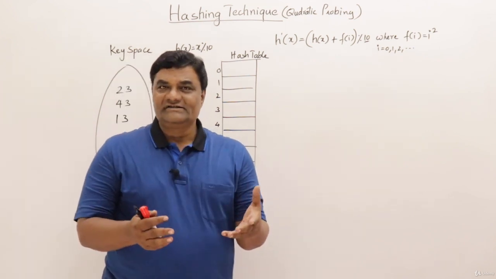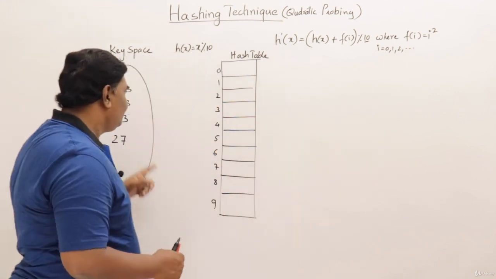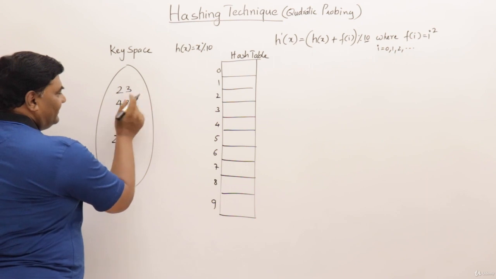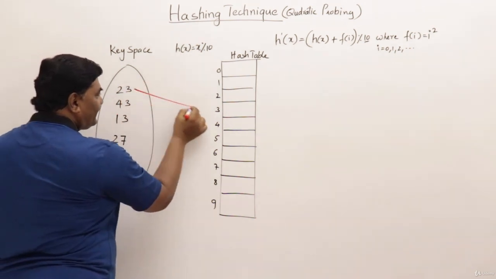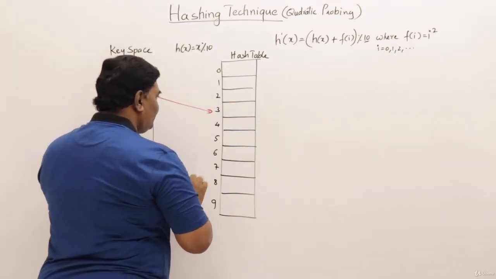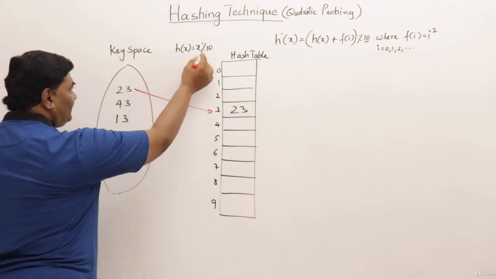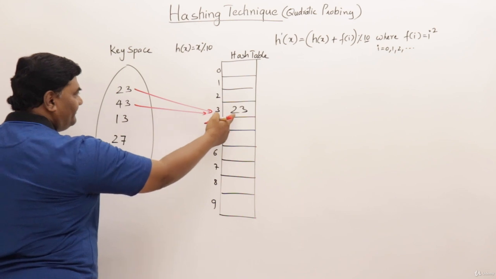So how is insertion done? Let us look at this one. See, I have keys here. 23 mod 10 is 3. So 23 is stored here only. Then 43 mod 10, this is also mapped here.